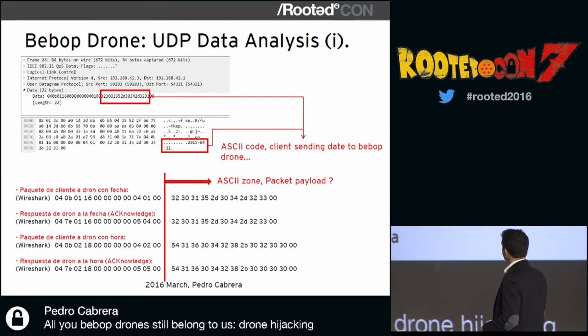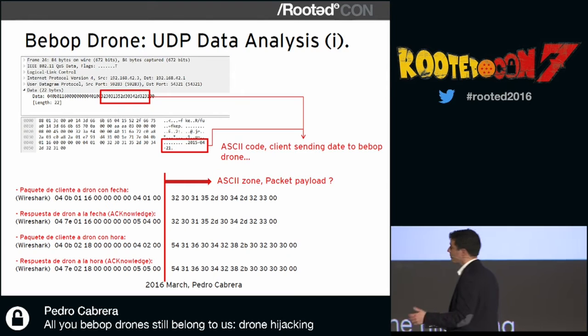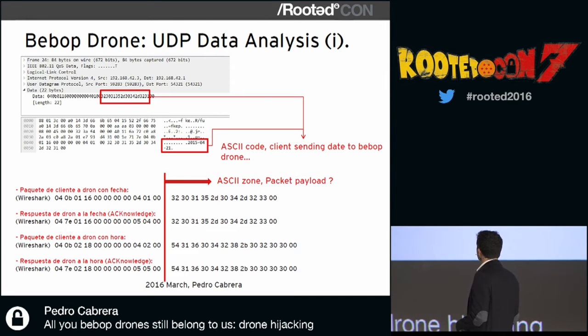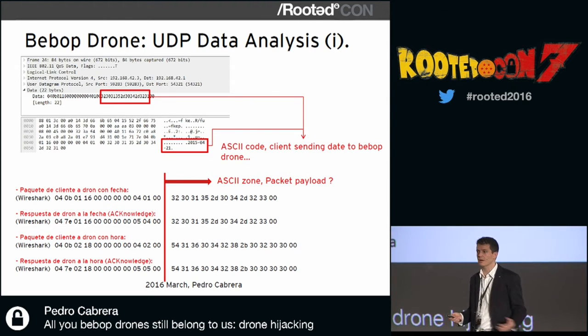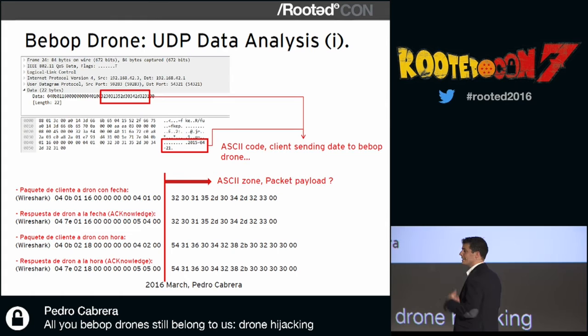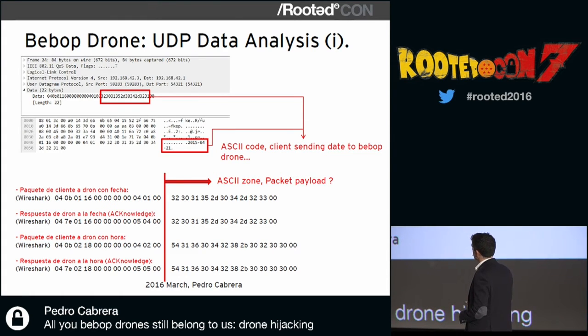These sequences show that in ASCII we can see the date of the day. I ran this in April last year. That date was sent from the client to the drone, but the drone is not connected to the internet. So the client is sending and updating the drone itself.